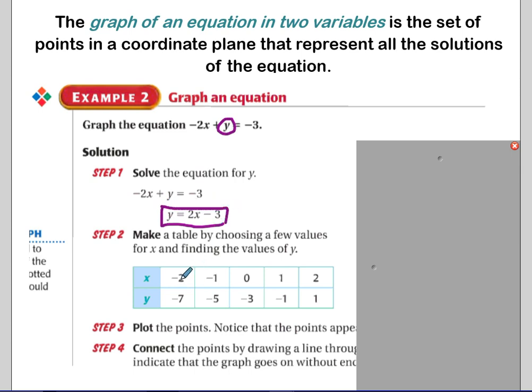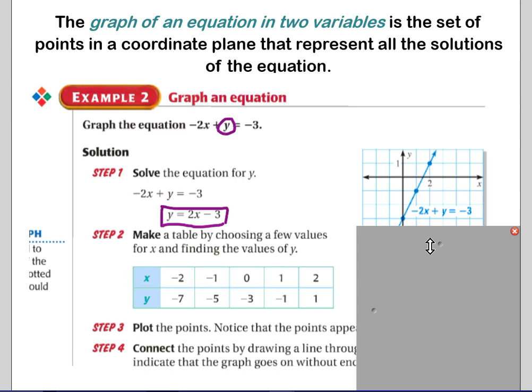So I'm going to do negative 2 times 2, plug that in, which would be negative 4. Negative 4 minus 3 is going to be negative 7. Same thing with negative 1, same thing for 0, 1, and 2. That way I have 5 sets of coordinate points. I have negative 2, negative 7; negative 1, negative 5; 0, negative 3; 1, negative 1; and 2, 1. Okay?